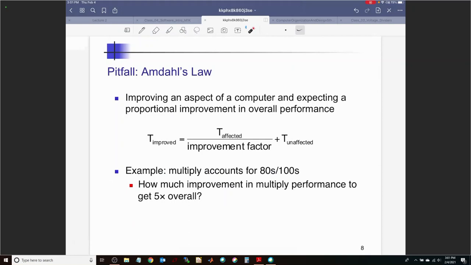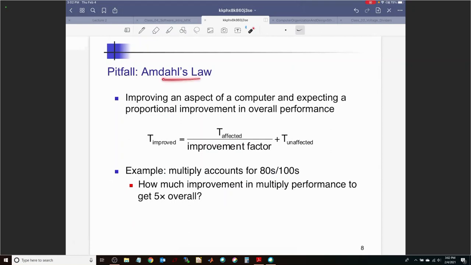If you improve one aspect, say the clock rate, and you assume that your CPU time or overall performance is just going to improve by the same amount proportionally, that's not going to work. It's not going to happen. That's a misconception that we are going to take a look at with this example.